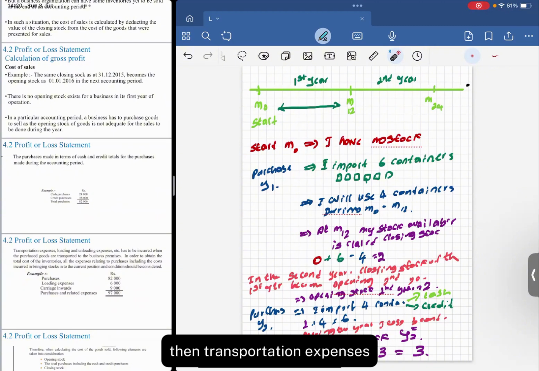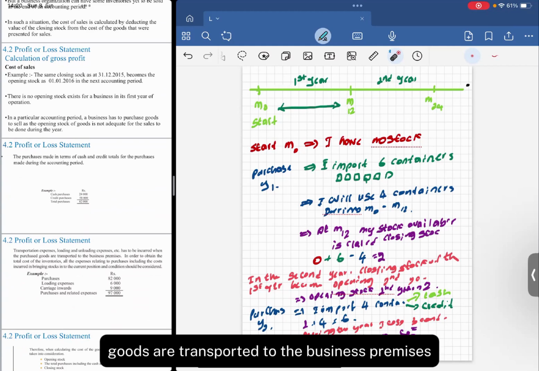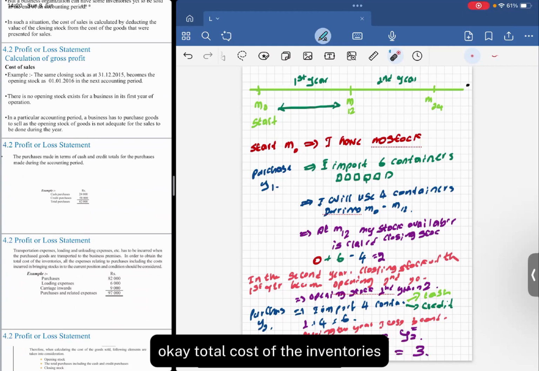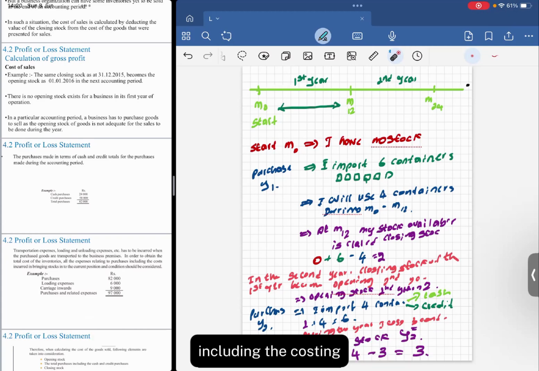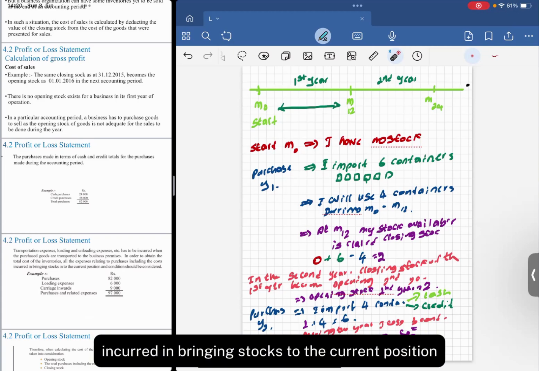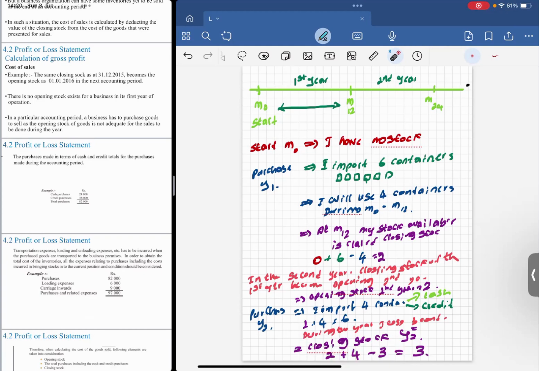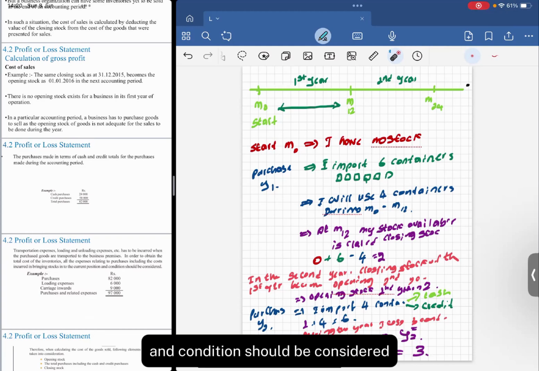Then transportation expenses, loading and unloading expenses, etc., have to be incurred when purchased goods are transported to the business premises, in order to obtain the total cost of the inventories. All the expenses related to the purchases, including the costs incurred in bringing stocks to the current position and condition, should be considered.